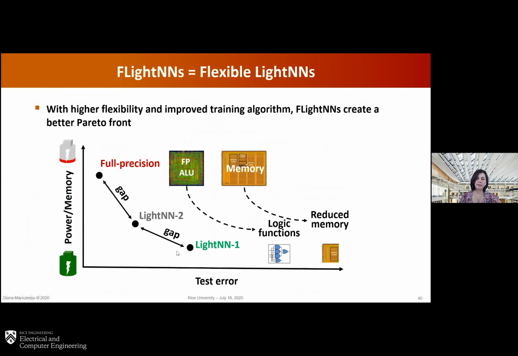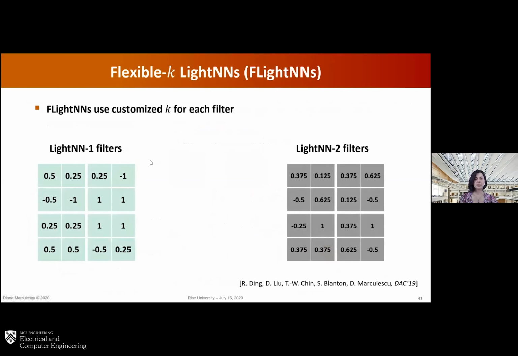Now, can we do better than this? And the answer is yes, we can push this to FLightNN, a flexible approach. In LightNN-2, all your weights use exactly 2 powers of 2. In LightNN-1, you use exactly 1 power of 2. So a flexible approach, FLightNN, would allow you to be somewhere in between. LightNN-1 filters use only 1 power of 2, so 1 over 2, 1 over 4, and so on and so forth. LightNN-2 uses a combination, so this is 1 over 8, and this is 1 over 8 plus 1 over 4, and so on and so forth. FLightNN would allow you to mix.